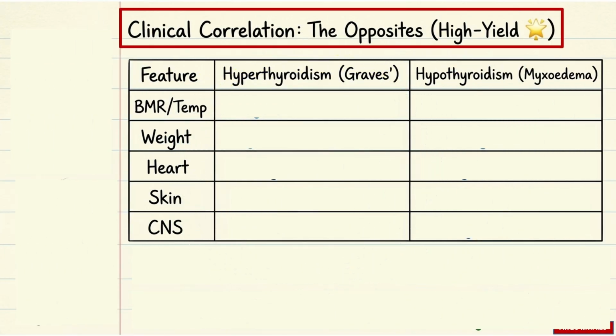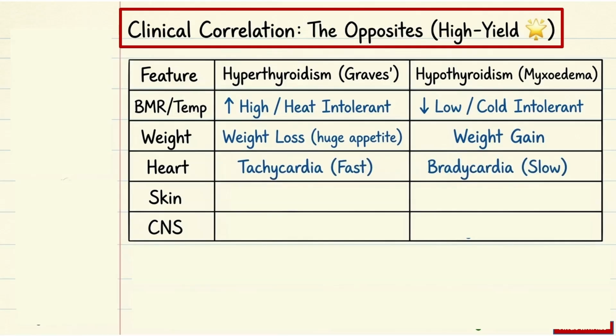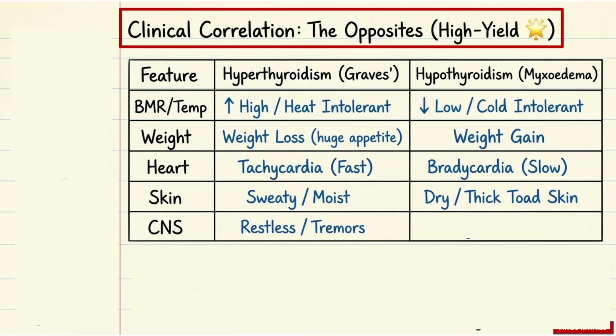Don't memorize, just compare hyperthyroidism and hypothyroidism based on these factors: BMR and temperature. Here, both increase, and the person becomes heat intolerant. In hypothyroidism, both decrease, and the person becomes cold intolerant. Weight: there is weight loss in hyper, weight gain in hypo. Heart shows tachycardia in hyper, whereas bradycardia in hypo. Skin becomes sweaty and moist in hyper. It becomes dry, thick, toad skin in hypo. And CNS shows restlessness and tremors in hyperthyroidism, and lethargy and slow reflexes in hypothyroidism.